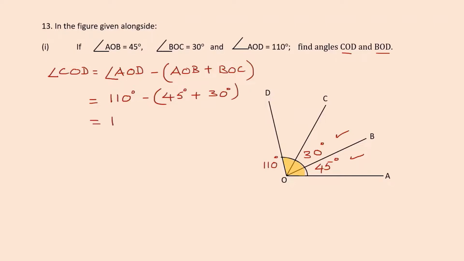Okay, so 110 degrees minus 75 degrees. Let's minus that. 110 minus 75. I need to borrow from here. So 10 minus 5 is 5. Borrow again. 10 minus 7 is 3. Get 35. So angle COD is 35 degrees. Right, now let's go on to the next one.